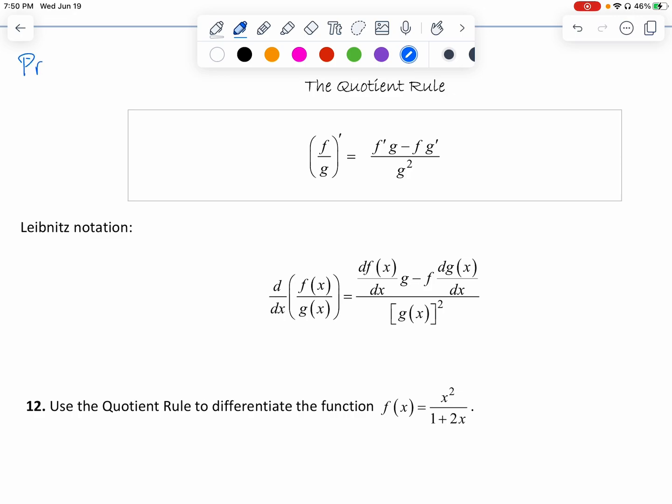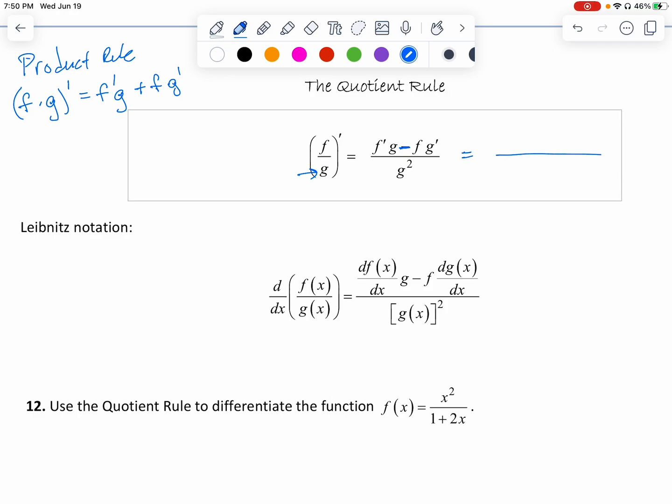As a reminder, the product rule said that the derivative of f times g was the derivative of one times the other function plus the function times the derivative of the other. The numerator of the quotient rule is very similar, except now we have a minus instead of a plus. And in the denominator, we have the original denominator squared. Notice we don't take the derivative of the denominator, we just square it.